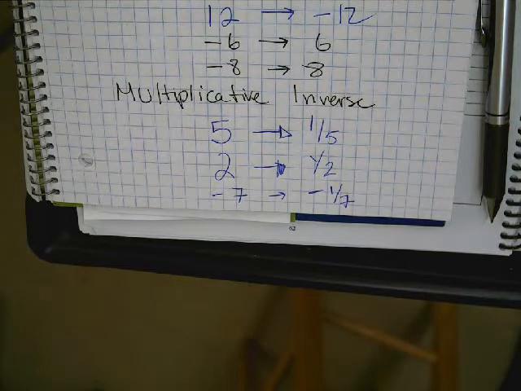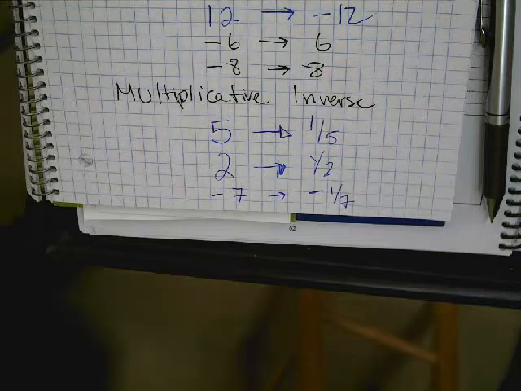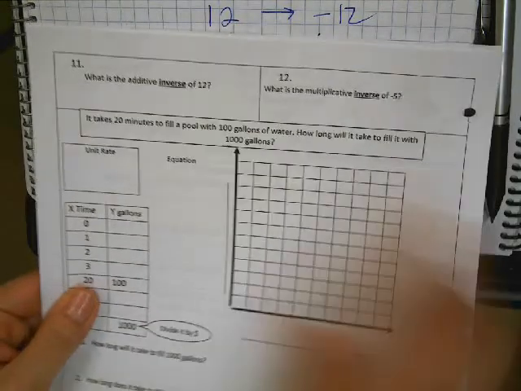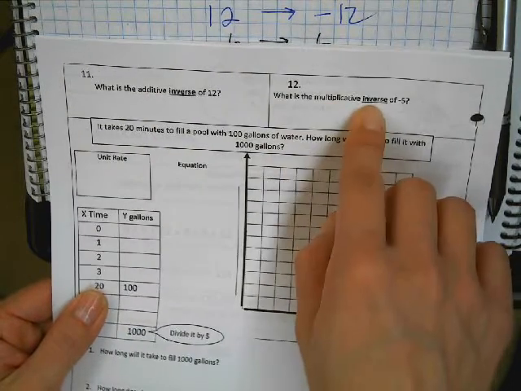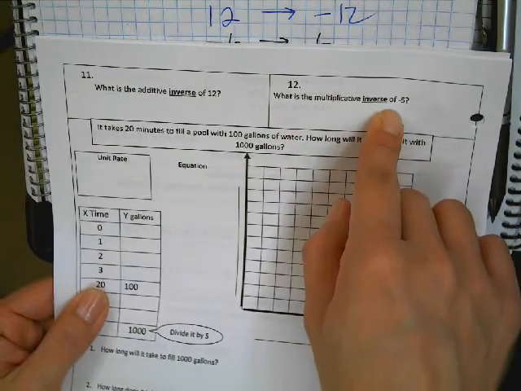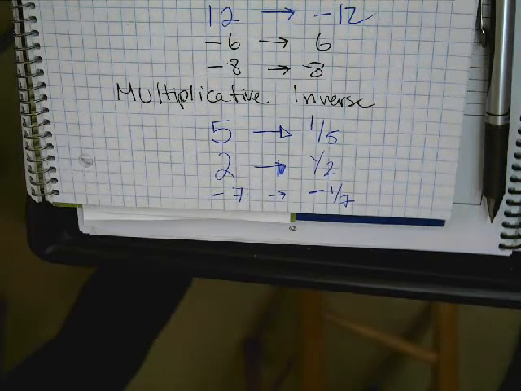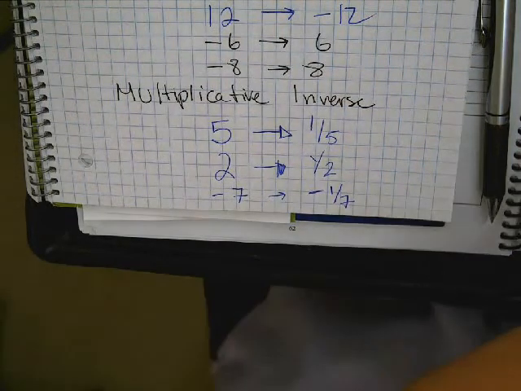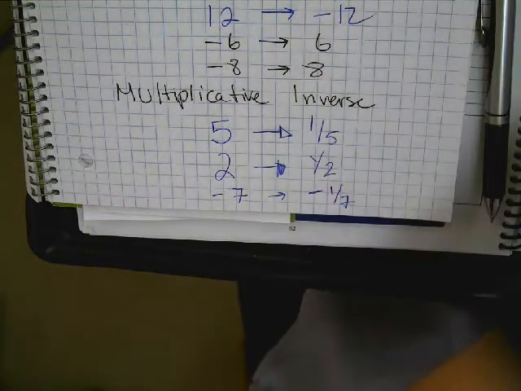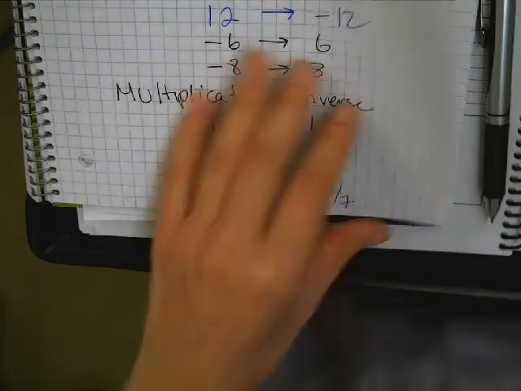Okay? Multiplicative inverse. On your homework tonight, you're going to have 2 questions on this. Use your notes. What is the additive inverse of 12? What is the multiplicative inverse of negative 5? Okay? So you look at your notes. You get those 2 problems correct. Alright. One more thing I want to review with you before I teach you the new stuff for today.